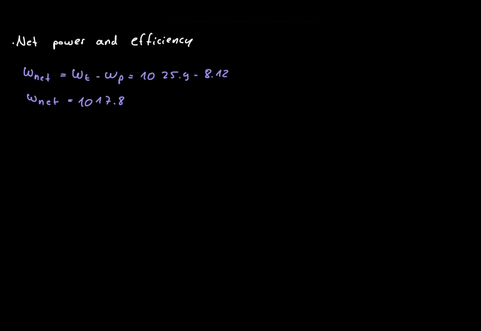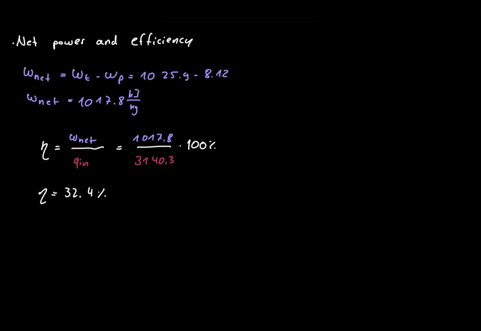Finally, the net work and efficiency. The net work is W net equals Wt minus Wp. And the thermal efficiency is eta equals W net divided by Q in. This definition tells us how much of the heat input is converted into useful work.